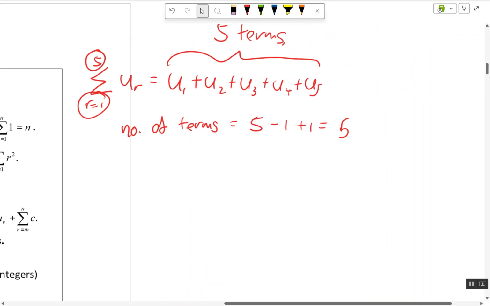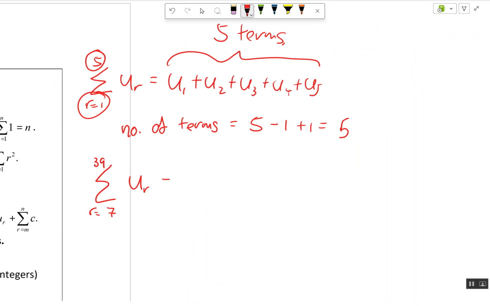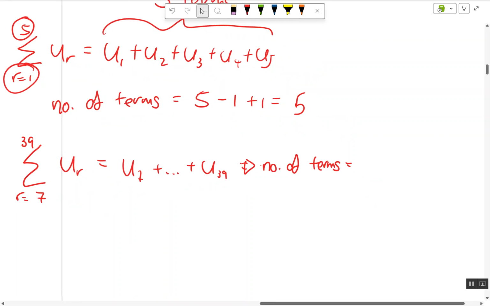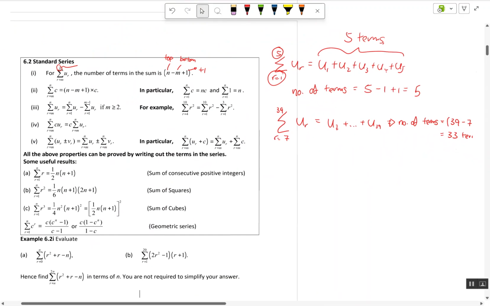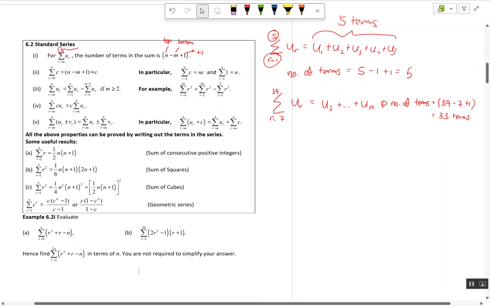But if something gets more complicated, like r equals 7 to 39 of ur, of course if I just subtract, I'm going to get 32. So many students make the mistake of 32. This is u7 plus all the way until u39. The number of terms we add up is 39 minus 7, that gives you 32, plus 1. Because when you count 7 to 39, there are actually 33 terms.